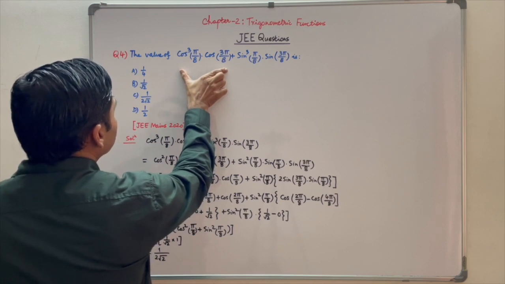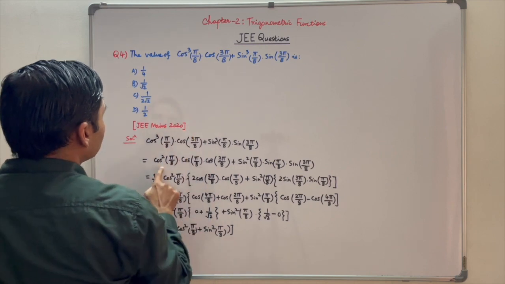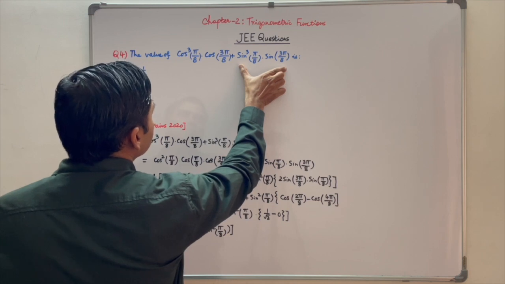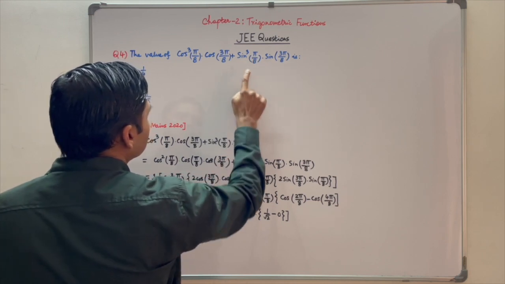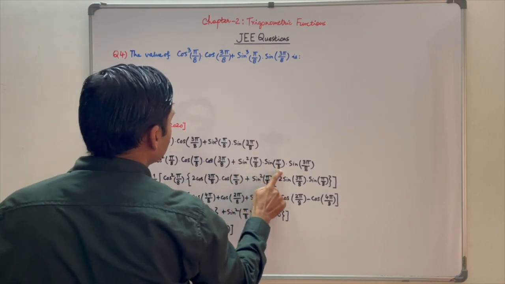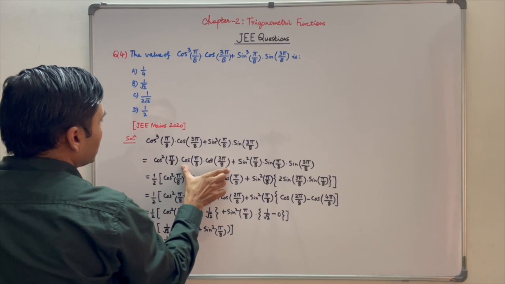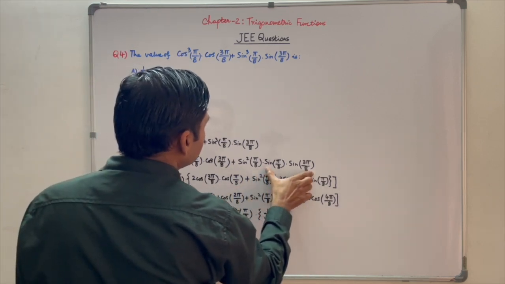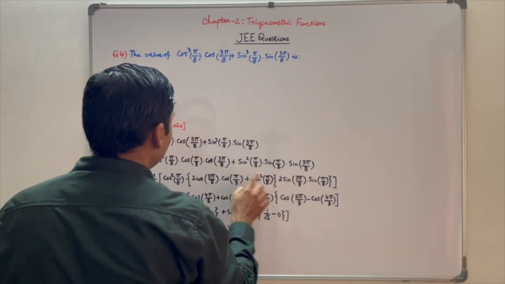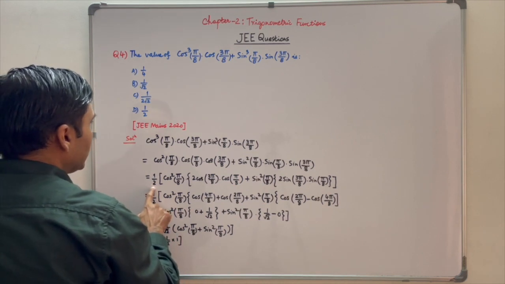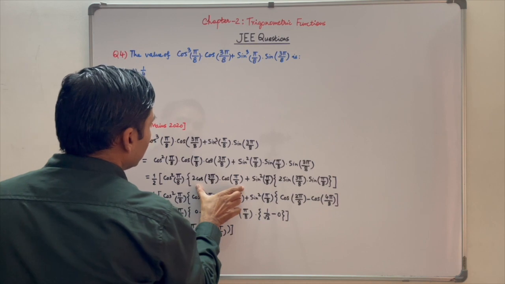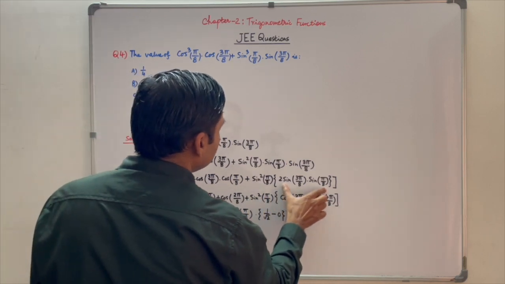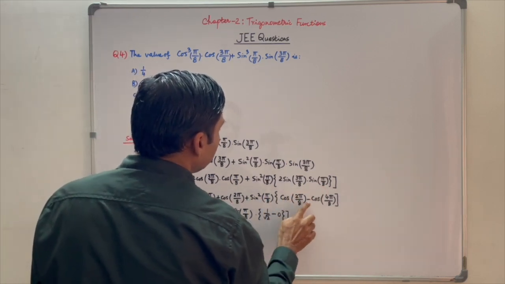2 cos A cos B if we split cos cube pi by 8 as cos square pi by 8 into cos pi by 8. Similarly, second term can be written as 2 sin A sin B if we split sin cube pi by 8 as sin square pi by 8 into sin pi by 8. Now, it can be written as 2 cos A cos B when we multiply by 2 and divide by 2. Similarly, this can be written as 2 sin A sin B if we multiply by 2 and divide by 2. So, 1 by 2 is taken as common. Now, it is 2 cos A cos B, which is equal to cos A plus B plus cos A minus B. And this is 2 sin A sin B, which means cos A minus B minus cos A plus B.